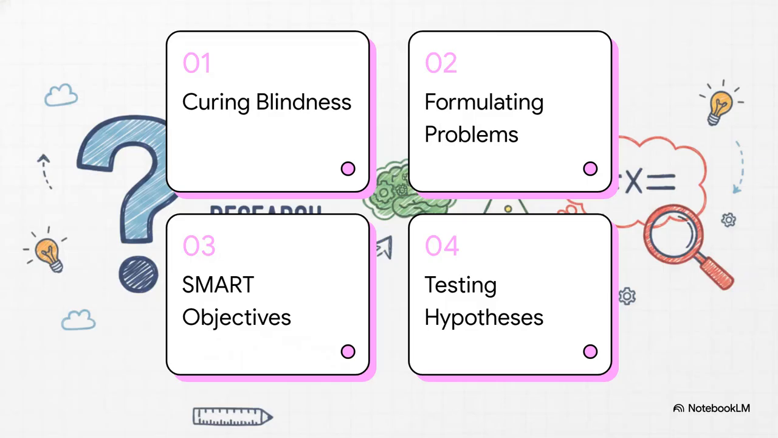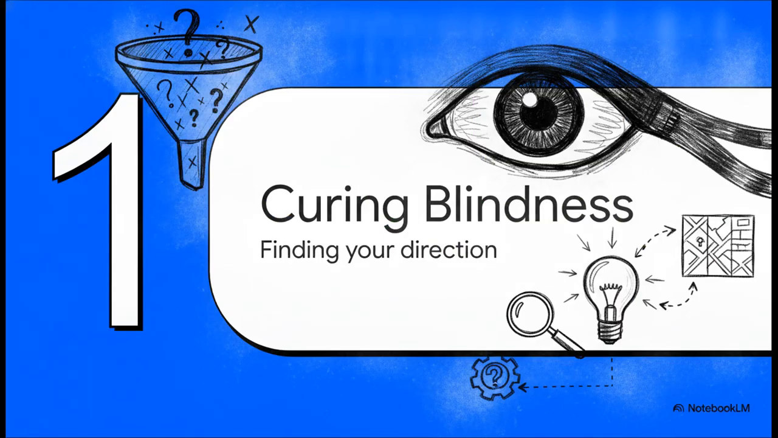Here's our roadmap for today. First up, we'll cure that problem blindness. Second, we're going to formulate your actual research problem. Third, we'll translate that problem into smart objectives. And finally, we'll test propositions and hypotheses. All right, let's jump right into section 1, curing your problem blindness and finding your direction.